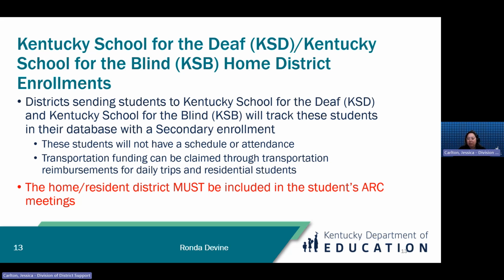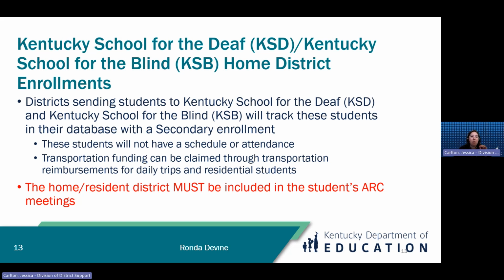Okay, we're going to get into just some general reminders and overview here. This is a question that comes up to us every year. If you have a student who is attending KSD or KSB, what do we do? How do we track them? We recommend that you have a secondary enrollment for them in your district. And this is mainly because the home district is still responsible to participate in ARC meetings and other things with the students. So if you have that secondary enrollment in there, you can see that IEP and still be involved with the student.